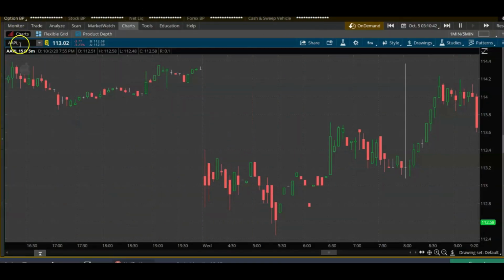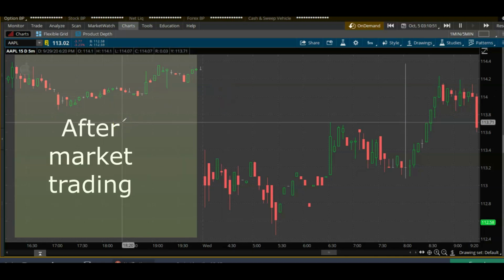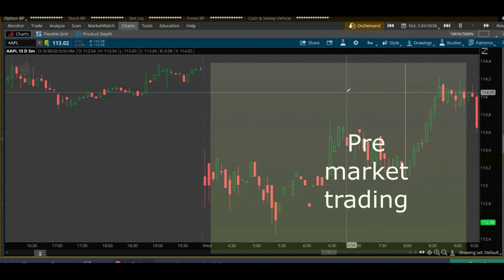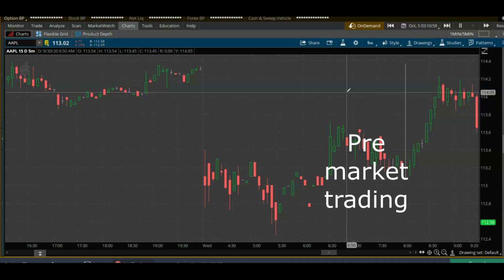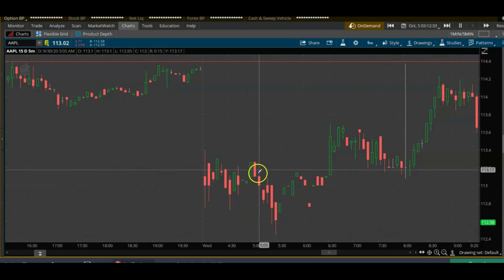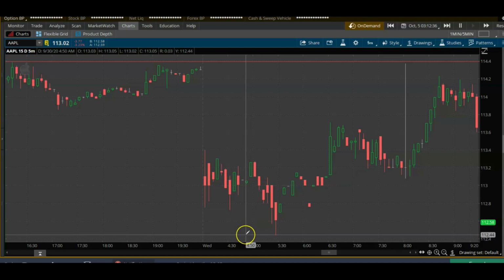I'm going to use an Apple chart on the 5-minute frame, and this gray shaded area shows price action during aftermarket hours of the day before and pre-market hours of the following day. I want to draw a level at the highest price point that price action attained. So I see it right here. And I want to draw a level at the lowest price action point, which is right there.